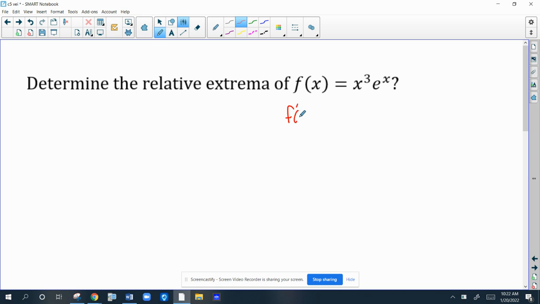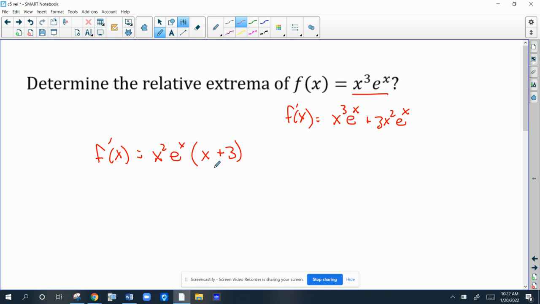So here we go. This is a product. So follow your product rule. It's the first times the derivative of the second, derivative of e to the x is itself, plus the second, e to the x, times the derivative of the first, which is 3x squared. Very simple. We need to figure out where that equals 0. So I'm going to factor out an x squared e to the x, and I'll be left with x plus 3, it looks like. So that's not too difficult.